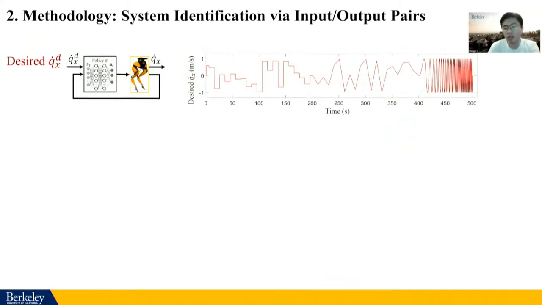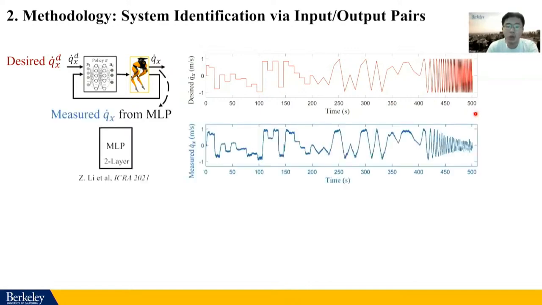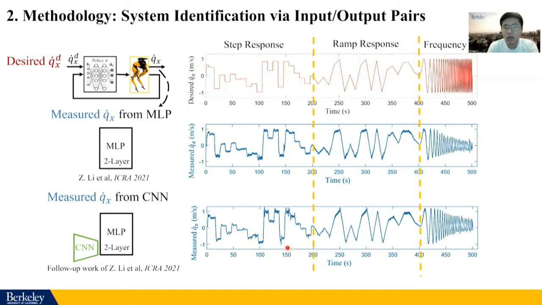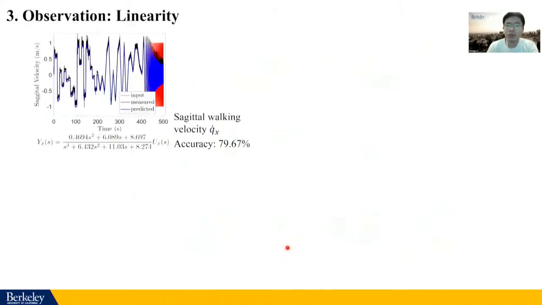So let's take sagittal walking velocity as an example. The input comprises the step input, the ramp input, and the chirp signal, which is a swept frequency sine wave. We can measure the robot's actual Vx using the MLP policy we just developed, and we can also test on different policies with different neural net structures. So by looking at the input-output pairs, we can obtain the system step response, the ramp response, and the frequency response. So let's take a look at how this identification looks.